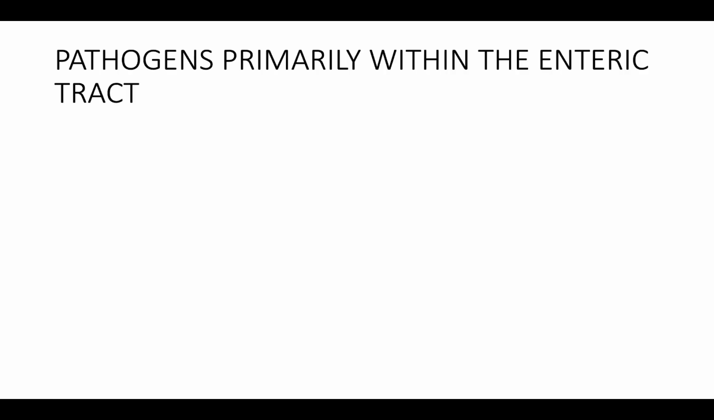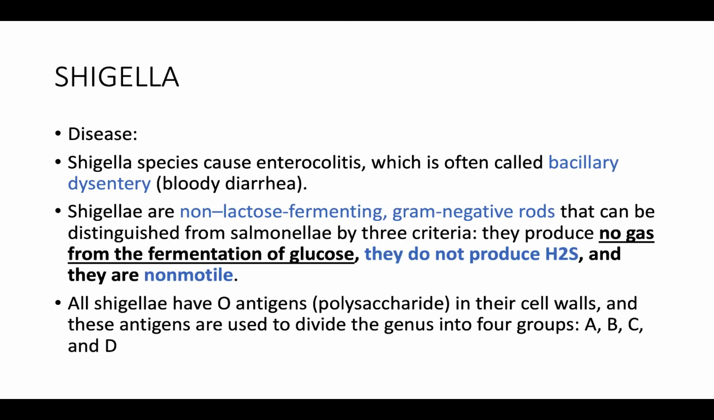Okay, so now pathogens that are primarily within the enteric tract mainly cause gut infections. The first one we're talking about is Shigella, which we covered a good deal of when we were talking about Salmonella. So Shigella species cause enterocolitis, which is often called bacillary dysentery. Now dysentery, dysenteria in Arabic, is bloody diarrhea. That's mainly what it is.